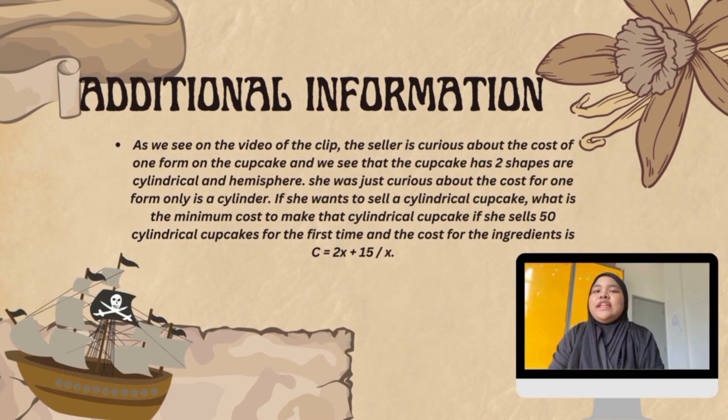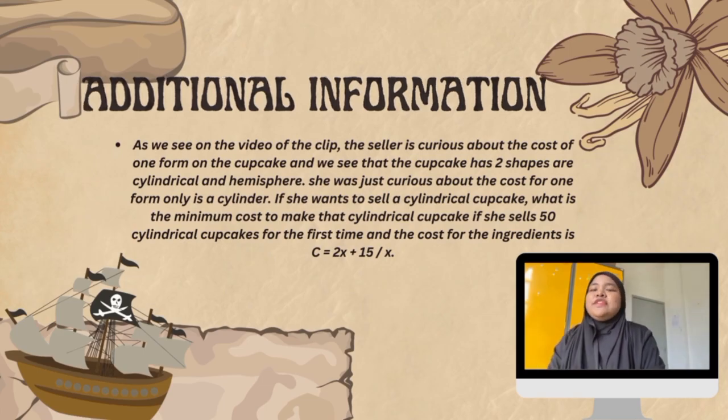As we see in the video clip, the seller is curious about the cost of one form of the cupcake, and we see that the cupcake has 2 shapes, a cylinder and a hemisphere. She is just curious about the cost of one form only, the cylinder. We assume that she wants to sell 50 cylinder cupcakes. So, what is the minimum cost to make the cylinder cupcake if the cost of the ingredients is C equals 2x plus 15 over x? Let's find the solution.